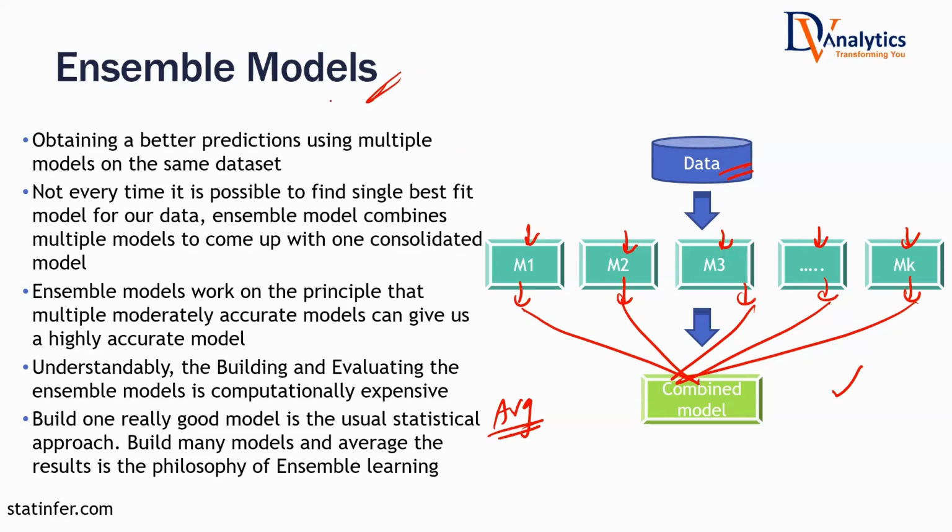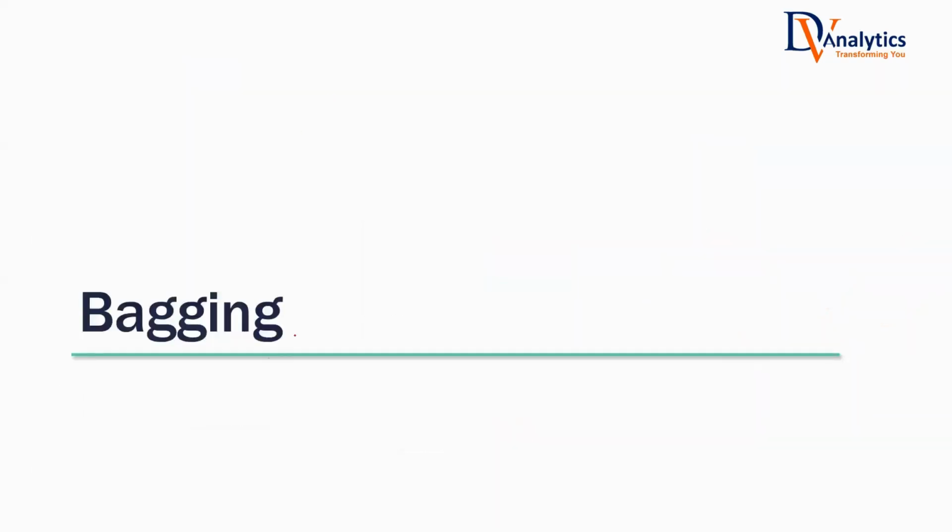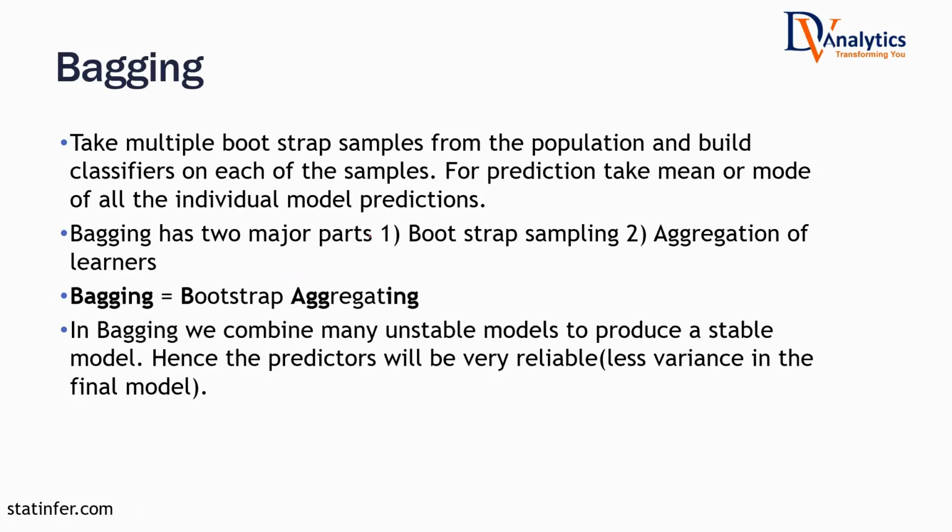But there is a particular approach that we follow in ensemble models that is known as bagging. This is the actual ensemble model that we have to learn. Until now, whatever we discussed is just an introduction, to give you a flavor of what exactly an ensemble model is, just the philosophy of it. The actual ensemble model building technique is bagging, which comes from two words: bootstrap sampling and aggregation of learners. Bagging has these two parts. The first part is bootstrap sampling. Let me explain what exactly bootstrap sampling is.